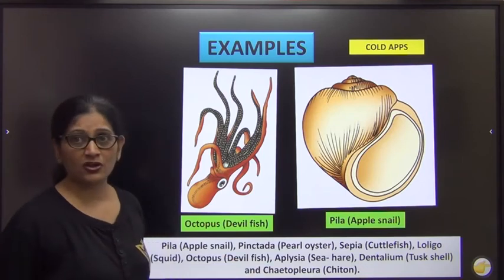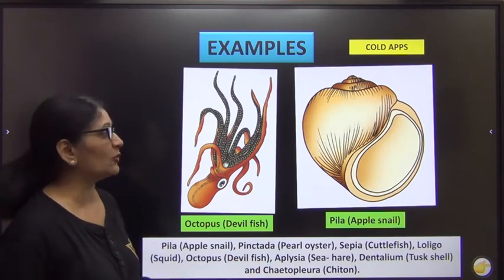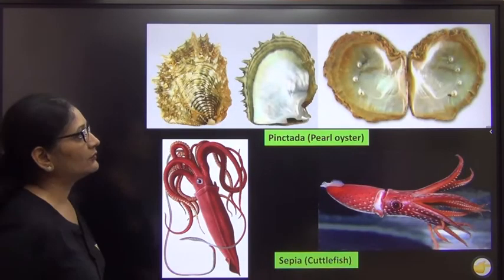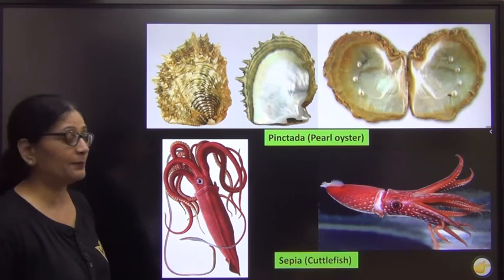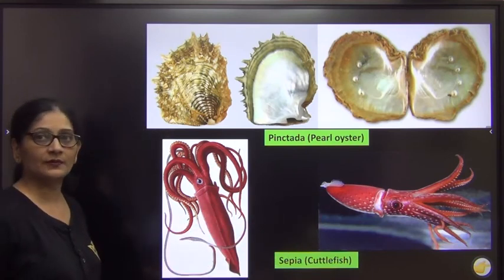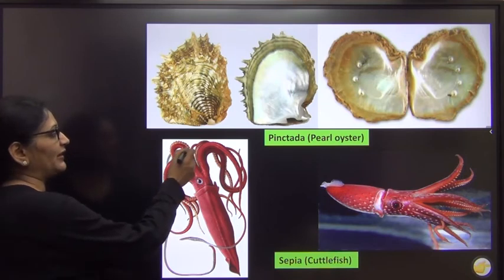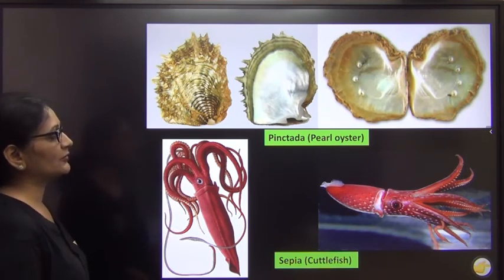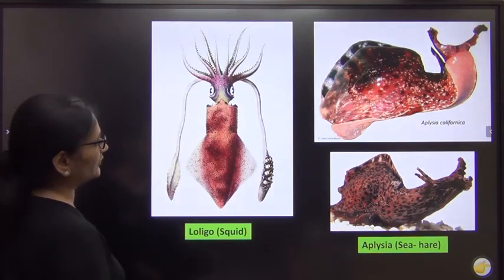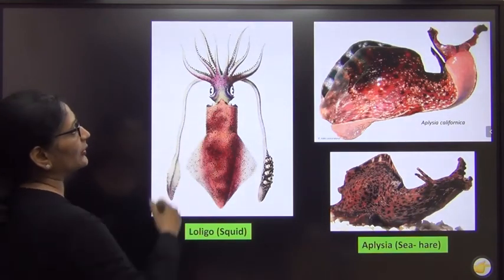So these diagrams are not there, but for you I have put them together so that you can see how they look. This is pinctada, the pearl oyster, inside which pearl forms. This is sepia or the cuttlefish. This is how it looks. Just like octopus, see it has so many sucking foot type structures. Then this is your loligo or the squid. This is how it looks.